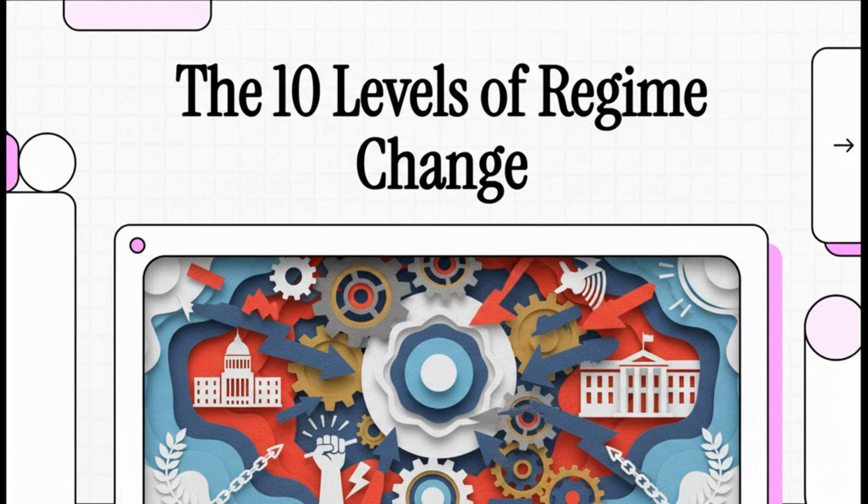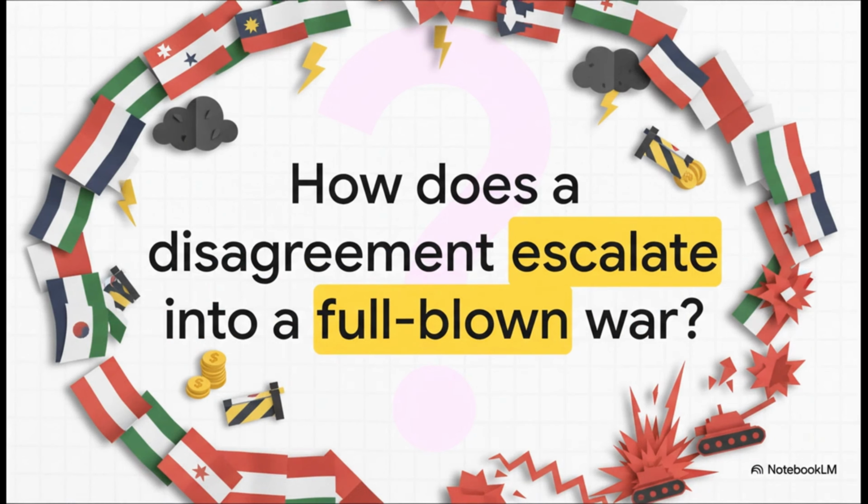Today, we're diving into the hidden logic of international power struggles. We're going to use a really fascinating framework to map out the 10 levels of regime change. You know, it's a question we all wonder about. International relations can just feel so chaotic, right? One day it's a diplomatic spat, the next it's sanctions, and then, seemingly out of nowhere, there's a war.